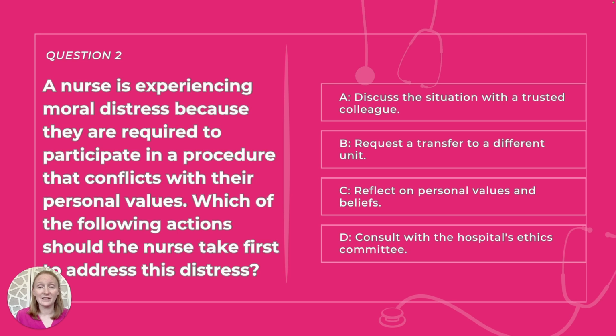Pause if you'd like to think this through before I give you the answer. The answer is C, reflect on personal values and beliefs. Let's talk about how to think this through so you can get it correct on your exam. In order to get this question correct, we need to know what is moral distress. This is different than an ethical dilemma like we saw in the previous question.